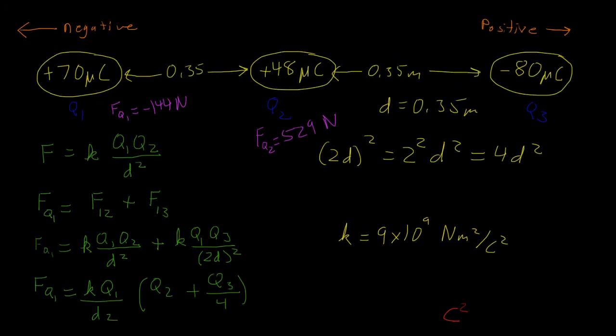Okay, so Q3, the force on it is negative 385 newtons. So negative is to the left. So again, it's being attracted to both of these. It wants to go to the left and get closer. So that's to the left, negative.